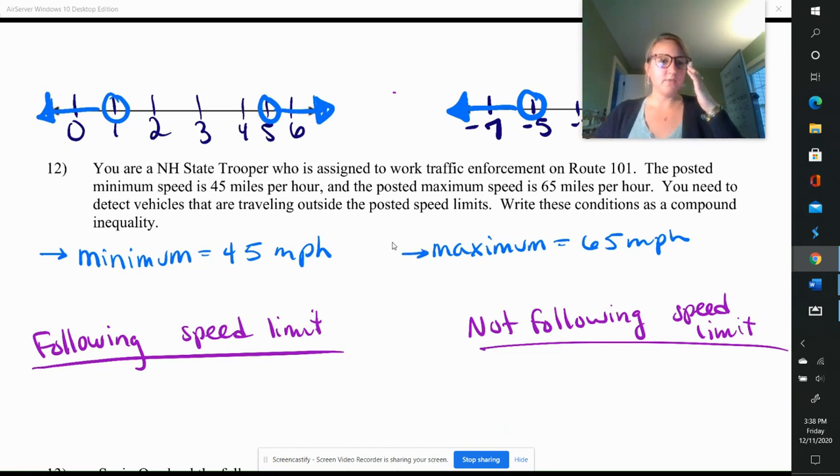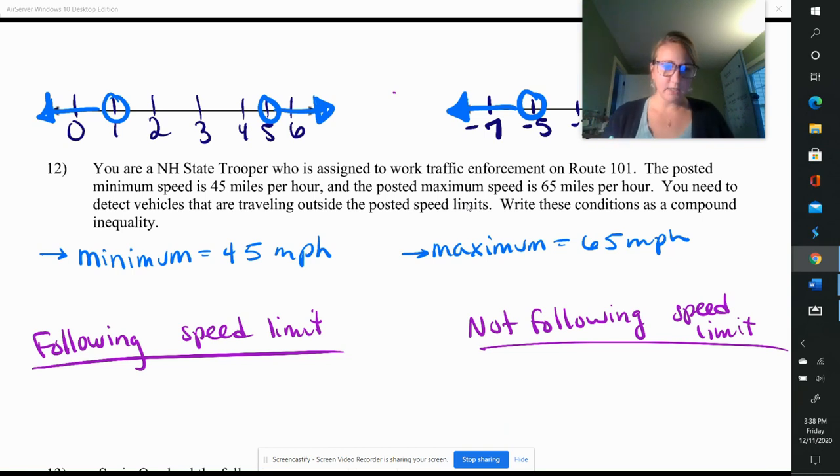You need to detect vehicles that are traveling outside the posted speed limits and write these conditions as a compound inequality. So when I first read this problem, I wasn't sure if I should write a compound inequality for those following the speed limit or for those that weren't following the speed limit. So I opted to show you both, and that way you'll have one example of an AND inequality and one example of an OR inequality.